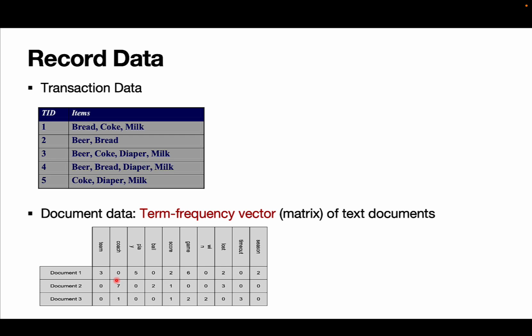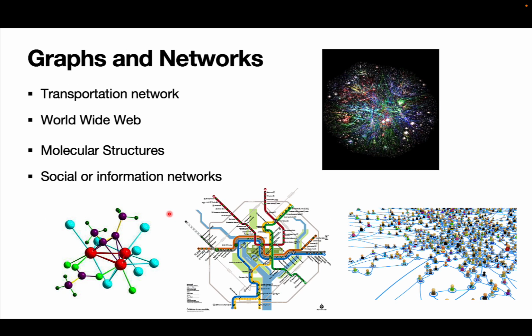The value stored in the cells is going to represent the frequency of this word in this document. Graphs consist of nodes and edges, and these edges can be directed or undirected, weighted or unweighted, and depending on the application, we're going to have a different network structure.